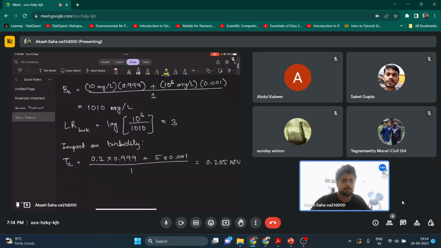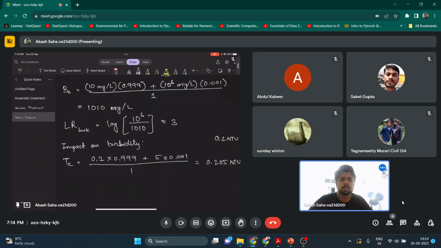So you see my effluent from the normal fibers was 0.2 NTU, but because of the breakage of my membranes, it has just increased to 0.205. So there is a very minute difference. Okay, so we can say that the turbidity is not changed much because of my broken fibers, but in my bacterial count there is a significant reduction in the log rejection part. So this is what matters.